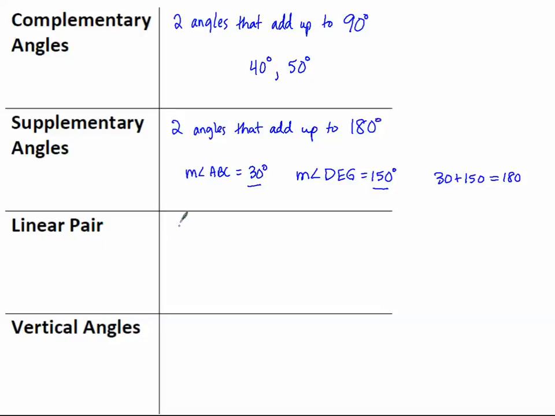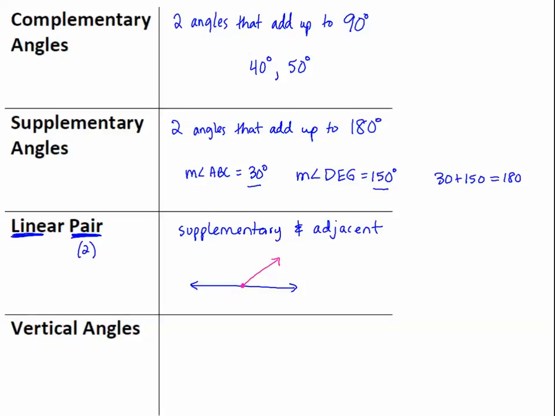A linear pair are supplementary angles that are also adjacent. Think of the word line and pair. Pair means that there are two, and they make a line together. So making a line, I can create two angles. So remember that a linear pair, they're supplementary, they're adjacent.